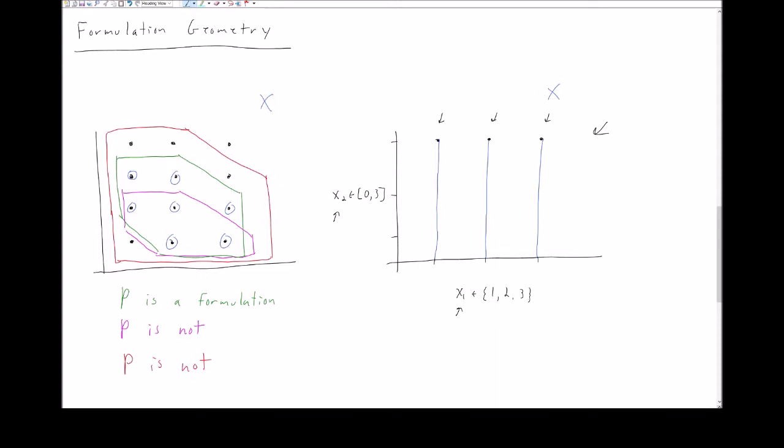In this case, our polyhedron has to circle exactly the lattice points, but also has to cut off x2 at exactly the right points. So here we have to be a little bit more careful with our drawing, and P, drawn in green here, is going to be a proper formulation. The reason it's going to be a proper formulation is because it circles exactly the points that are defined by X. In this case, I needed to just enclose these line segments and no others. So P is a formulation.